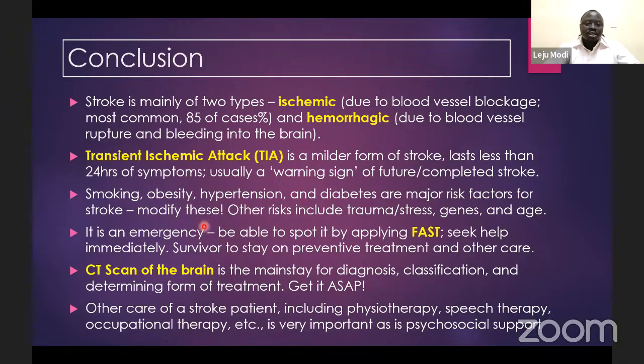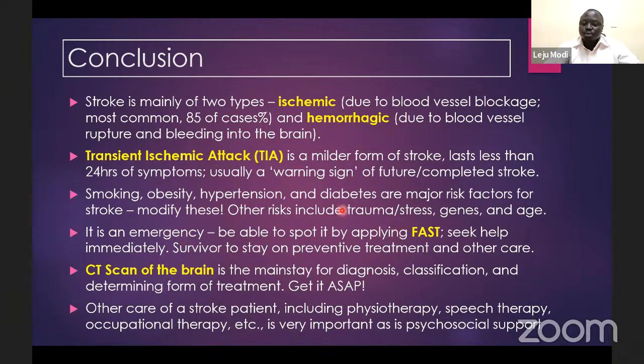Smoking, obesity, hypertension, diabetes are major risk factors for a stroke. So whoever is living with or practicing any of these should try to modify these things as early as possible to minimize the risk of stroke. But we also said other risks include stress, genetic predisposition, and even old age itself. Stroke is an emergency.